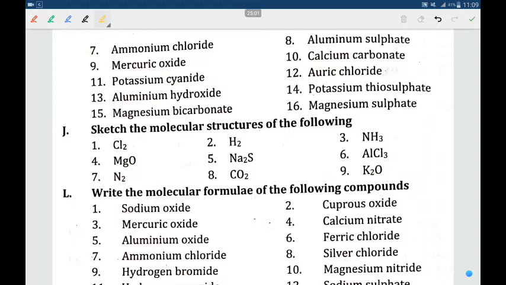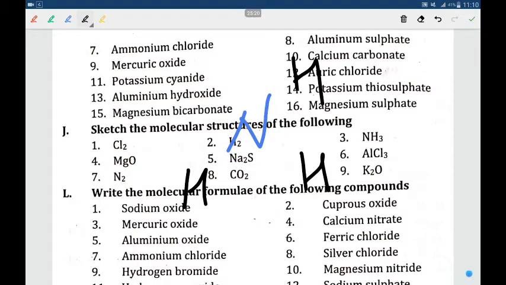NH3, ammonia. Now let me show you ammonia, how it is made. So in 3 different places: nitrogen is here and one side hydrogen here, another side hydrogen here, next side hydrogen here. So nitrogen, how many electrons are there? Here is 1 and 2, 3. Now it is going to share 3 electrons. 1, 2, 3, 4, 5, 6, 7, 8, right?